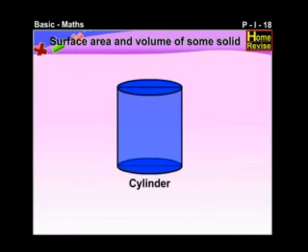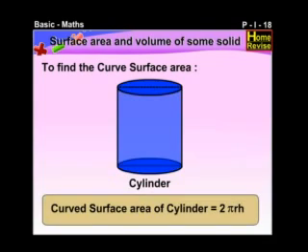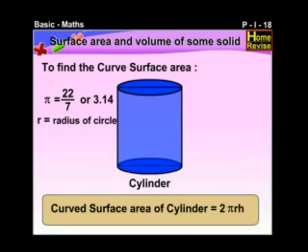Now see another solid figure, this is called cylinder. The first part is called circular part, that is circle, the upper part. Second part is lower part, that is another circle. And third part is a curved surface. To find the curved surface area, that is this part, we know the formula. Curved surface area of cylinder is equal to 2 pi RH, where pi is an irrational number, value of pi is equal to 22 upon 7 or 3.14. R means radius of the upper circle and lower circle. H means the height of the cylinder.